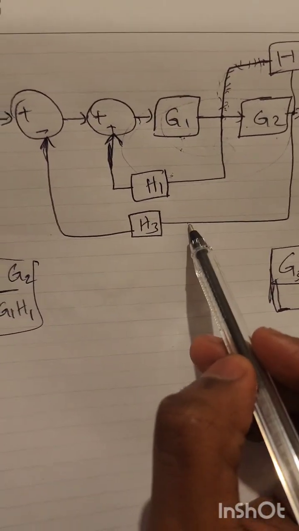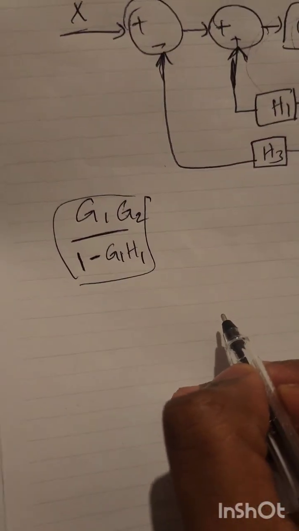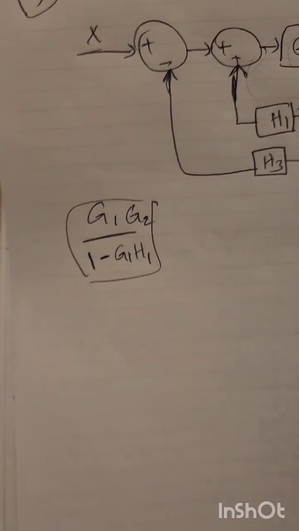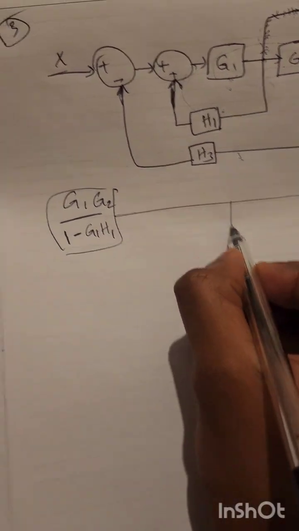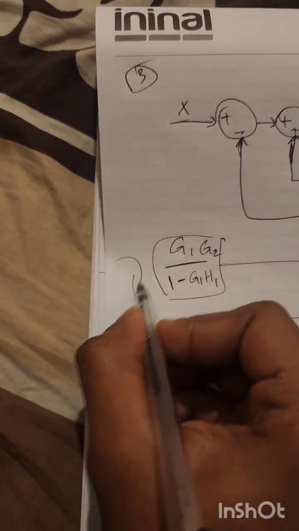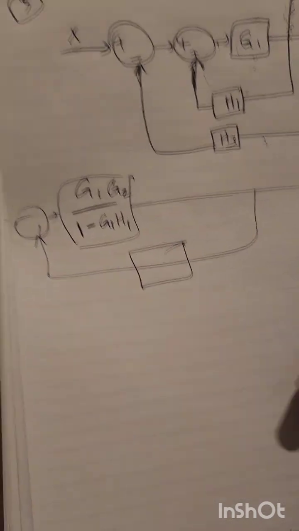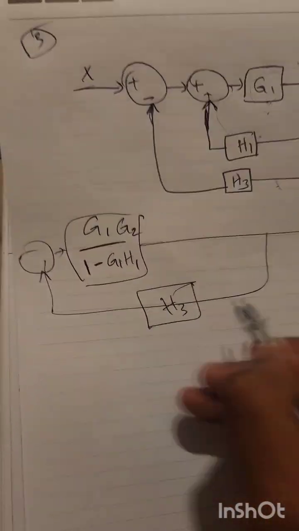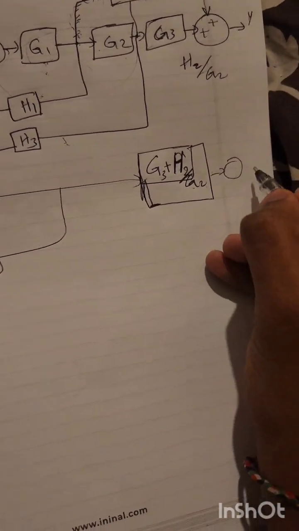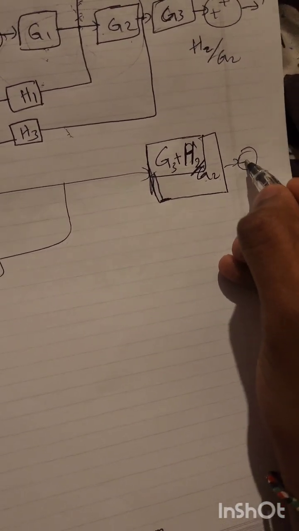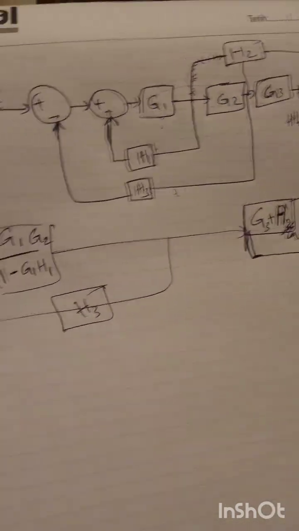And we have also this feedback which is H3. So we have our block is going to be like this. Oh my god, very bad at drawing. So we have H3 here, and also we have an adder here. No need for the adder, it's simply Y.